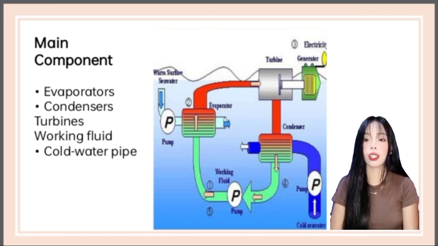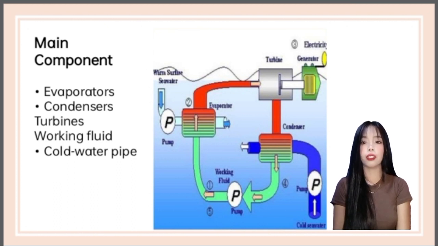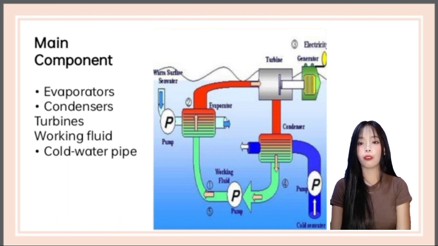Number two: condensers and turbine. Condensers in ocean thermal energy conversion systems are responsible for condensing the vaporized working fluid back into liquid form. This condensation process releases heat energy, which is then transferred to cold ocean water pumped from deeper layers. The cold working fluid is then pumped back to the evaporators to repeat the cycle. The turbine is the component where the vaporized fluid expands, driving the turbine blades and generating electricity. So the condensers and turbines work together to convert thermal energy from the ocean into electricity.